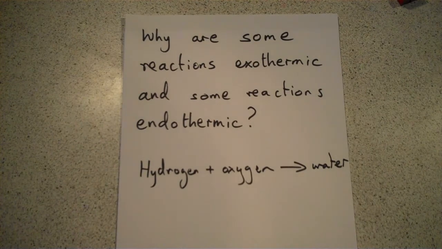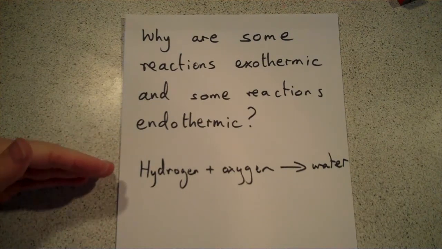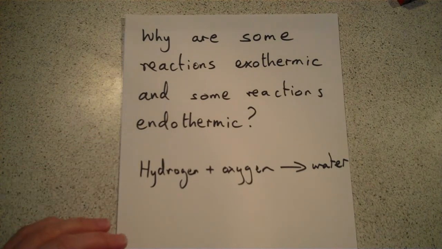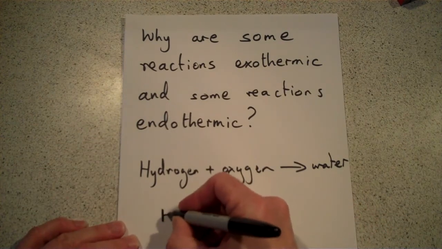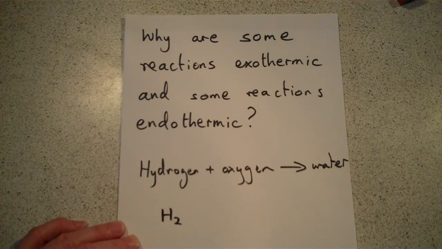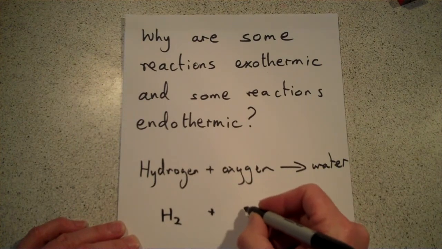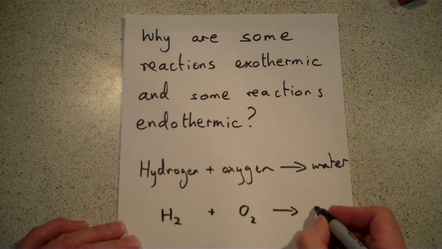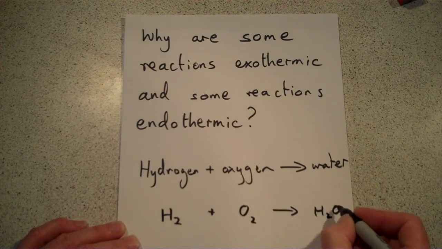The question is, why does it give out lots of energy? And to understand that, we've got to know what's going on to the individual atoms. So let's have a look at the equation in a bit more detail. There's the word equation for this reaction. Hydrogen plus oxygen makes water. Now, as you remember, hydrogen goes around in pairs. Oxygen goes around in pairs. And the formula of water is H2O.